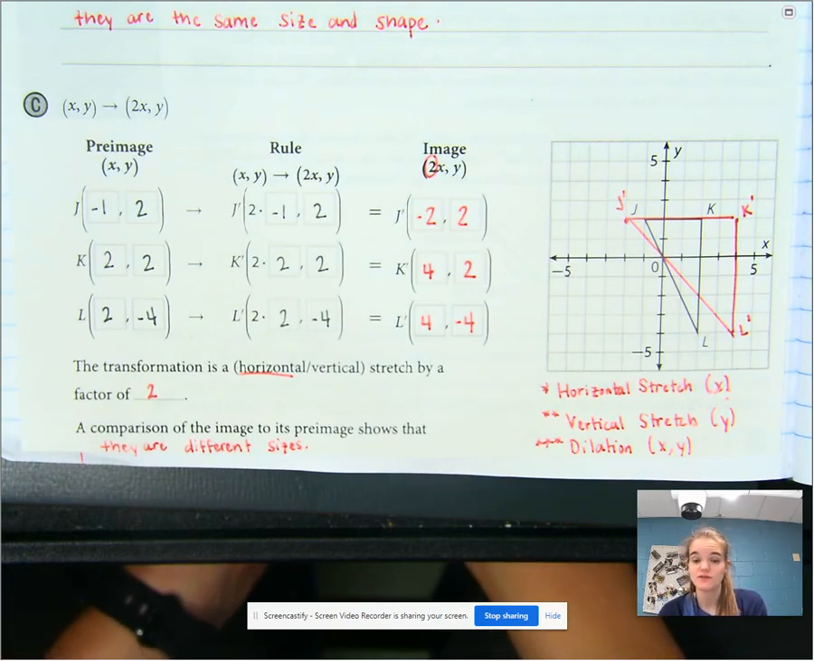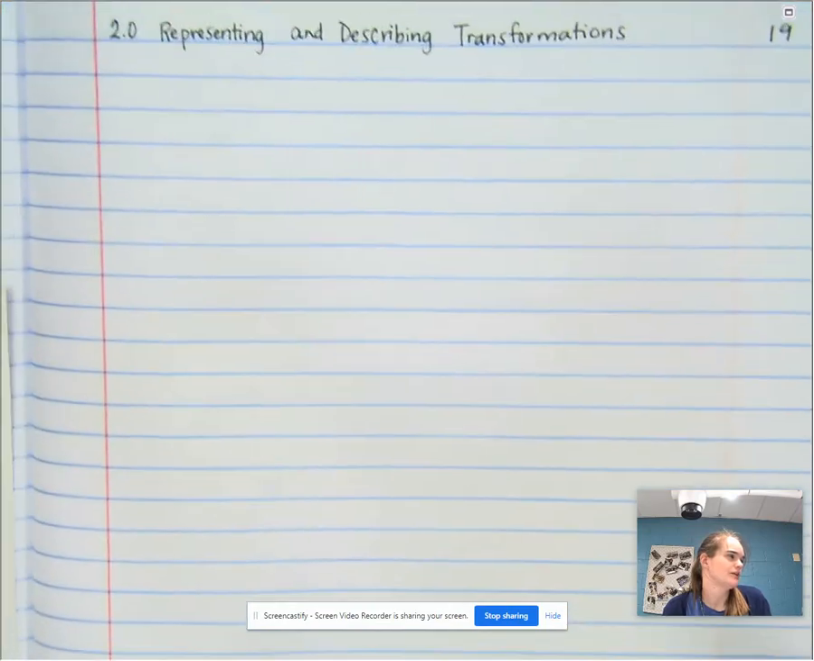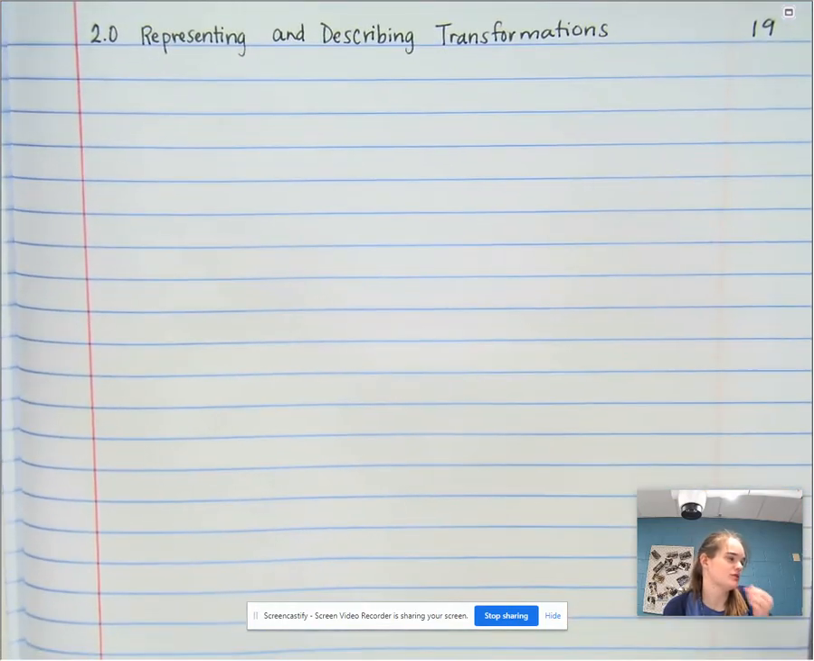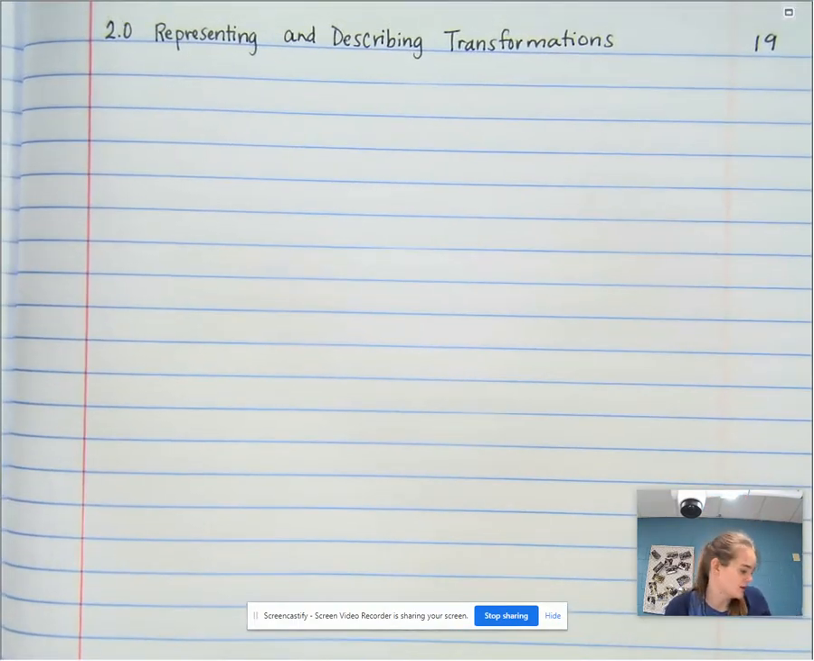Scoot over to page 19. Definitely got the page wrong. 19. You're labeling it 2.0, representing and describing transformations. We're going to write on that page.